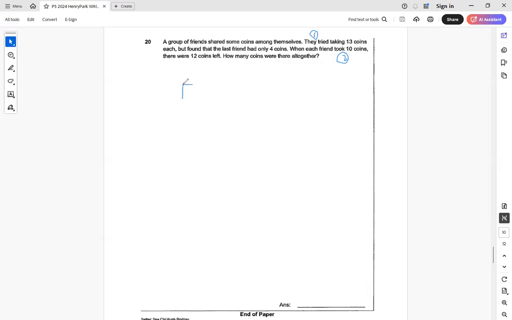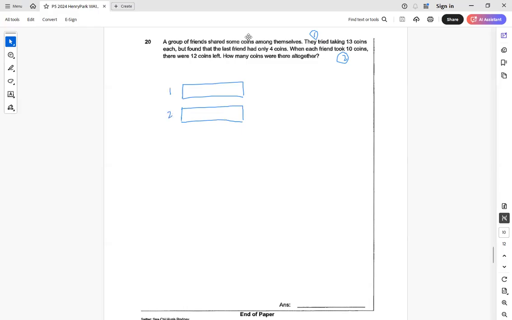That is why I'm going to draw two equal bars first, and each bar I'm going to use for each scenario. The first one is for scenario 1, and the second bar is for scenario 2.